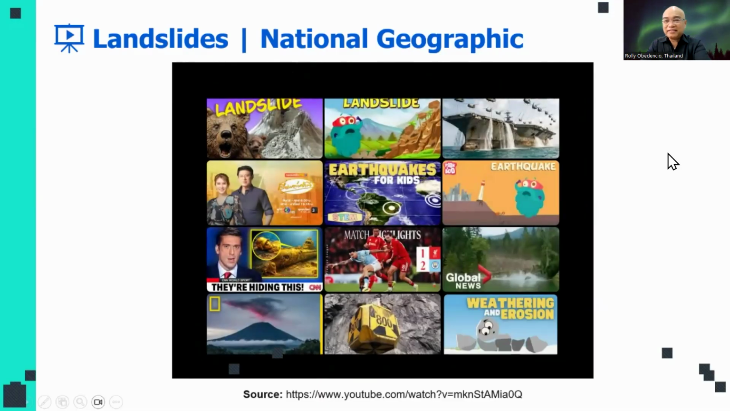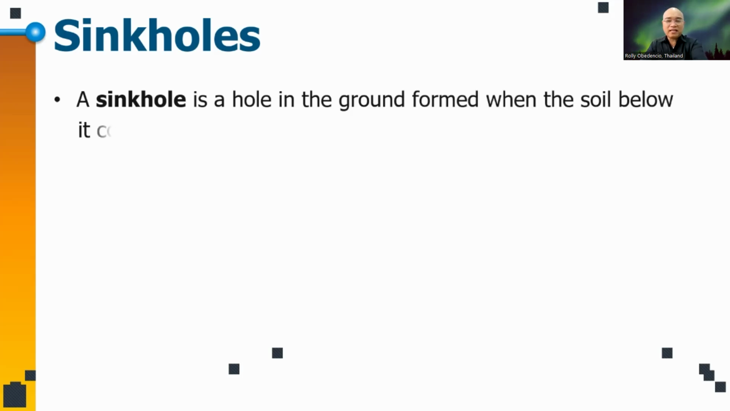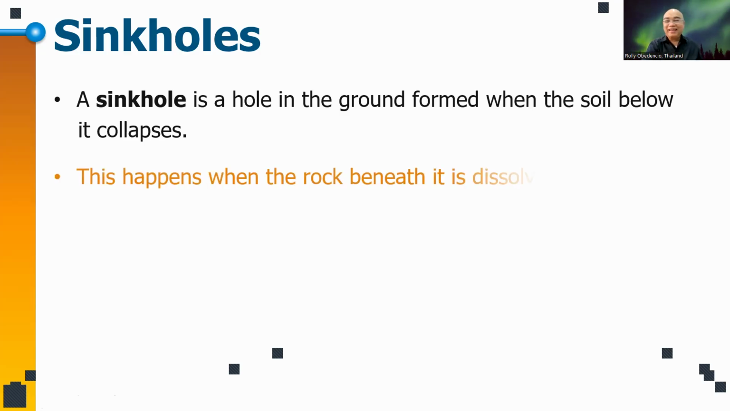All right. You see the effects of landslides? Dangerous. Stay away from landslides. What about sinkholes? What is a sinkhole? Well, a sinkhole is a hole in the ground formed when the soil below it collapses. You know, it happened in Bangkok, right? Several months ago. Dangerous.